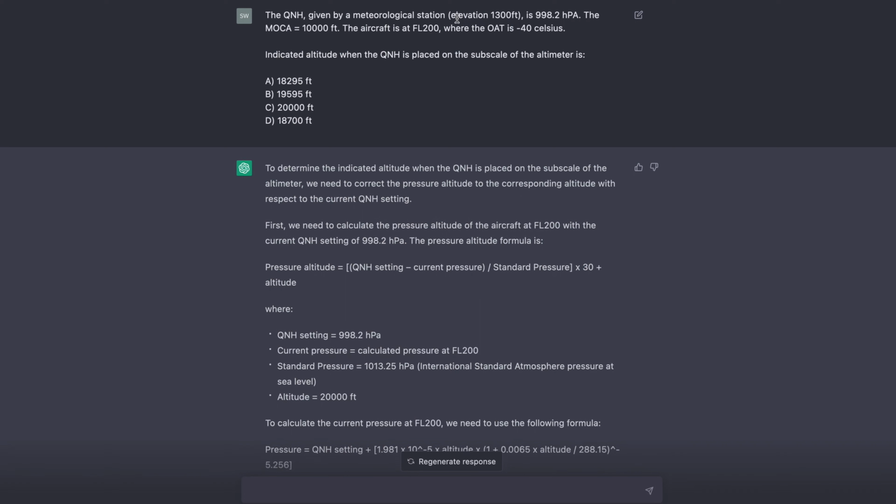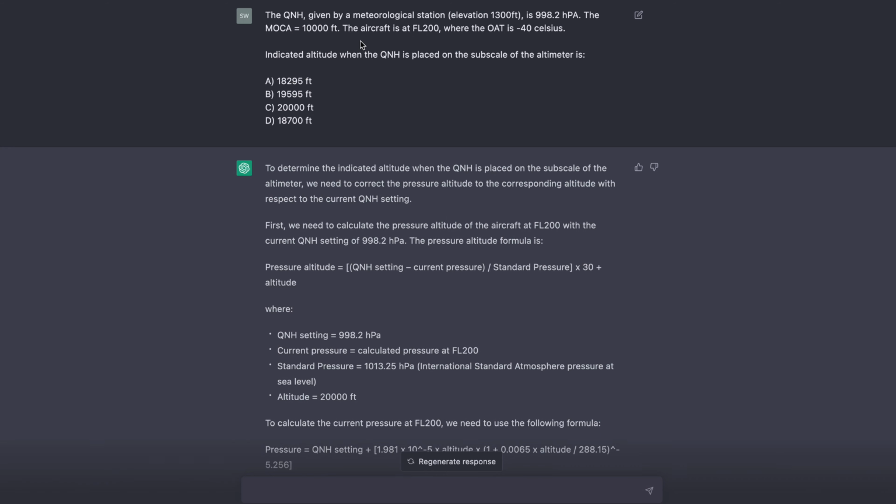We don't need to know the elevation of the station. We don't need to know minimum obstacle clearance altitude. It's not even asking you for true altitude here, so no temperature corrections. It's asking you for indicated altitude. Literally, what does it show you on the altimeter when you change the pressure setting to the QNH, or the local pressure setting given by that weather station?